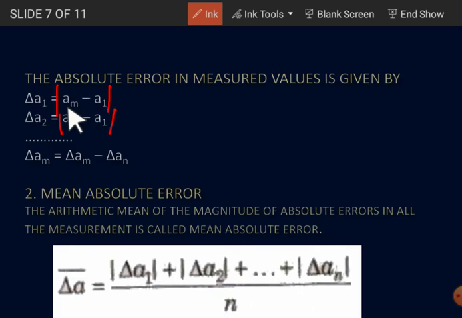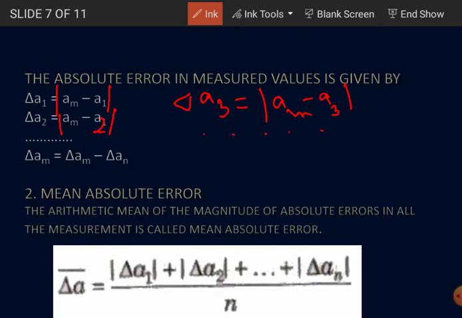What is this a mean? We consider this as the true value. So the difference of the true value and the measured value will give you the absolute error in the first measurement. Likewise, the absolute error in the measurement of the second observation, delta a2, will be equal to a_m minus a2. This should be a2, not a1. Likewise, you keep on going: delta a3 will be equal to modulus of a_m minus a3, like that.